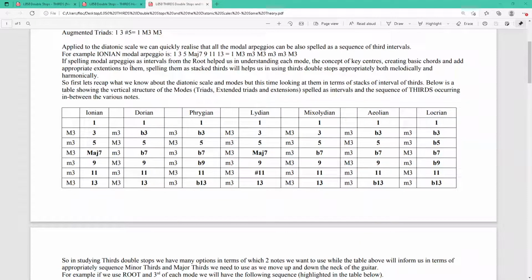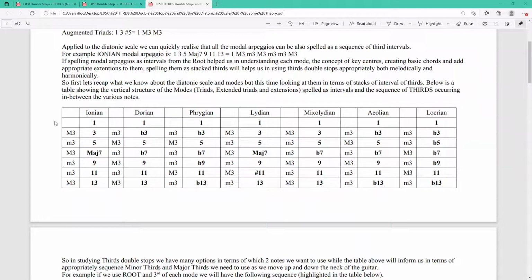If spelling modal arpeggios as intervals from the root helped us in understanding each mode, the concept of key center and creating basic chords and add appropriate expansion to them, spelling them as stacked thirds will help us in using thirds double stops appropriately, both melodically and harmonically. So let's first recap what we know about the diatonic scale and modes, but this time looking at them in terms of stack of intervals of thirds.